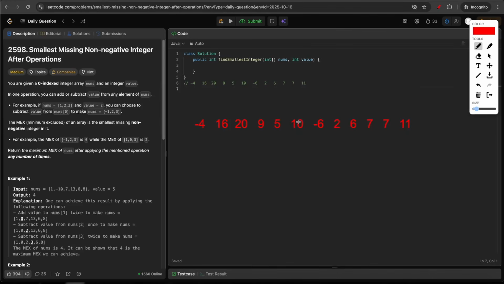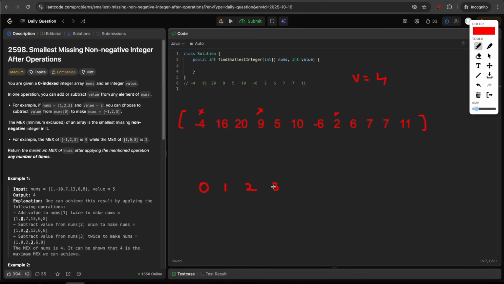So from this array, we can form 0 by adding a 4 to this. Also the value is 4 for this input. So we can form 0 by adding a 4 to this, and we can form 1 by subtracting 4 two times from this 9. We can form 2 by taking the number as it is.